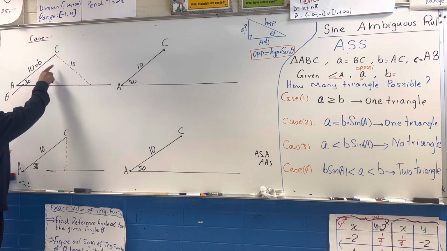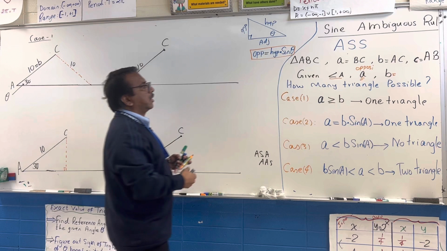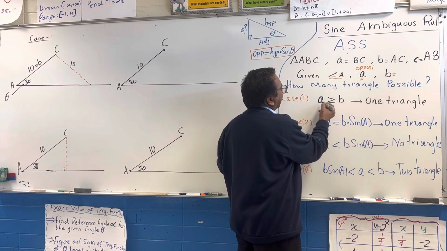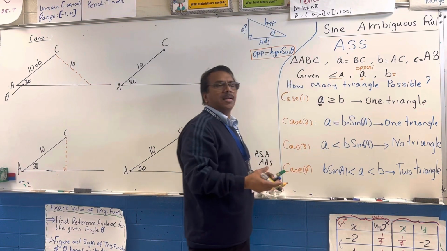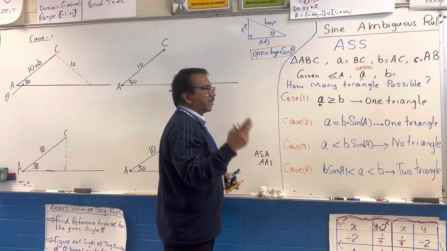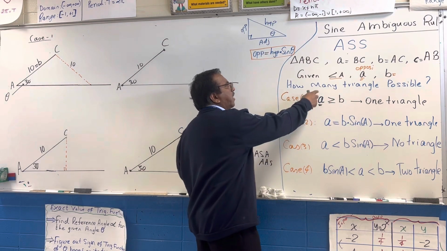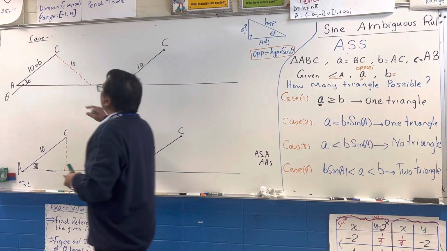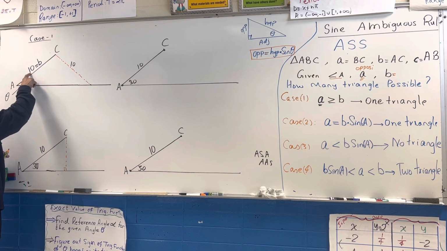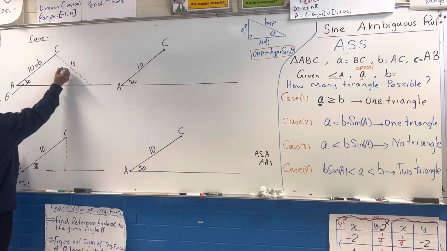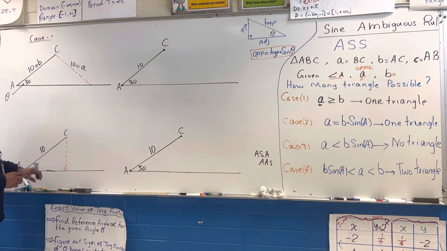Right now, case one is if a is greater than or equal to b. What does that mean? Do we have one triangle, or no triangle, or two triangles? That's the question here: how many triangles are possible? So b is given as 10, lowercase b, and if a is equal to or greater than b, you see this?